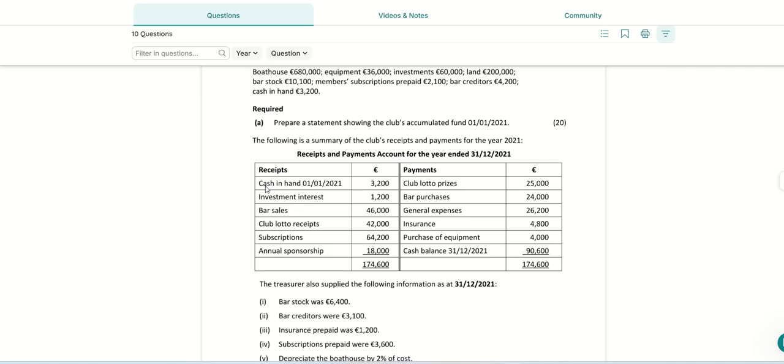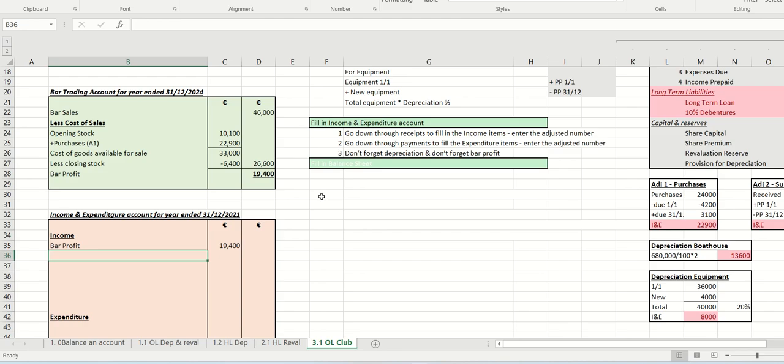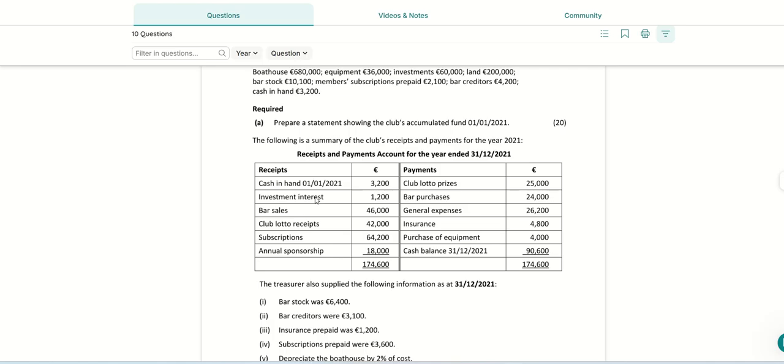Okay, so cash is an asset. It doesn't go into income and expenditure. Closing stock, debtors, bank and cash, it's a current asset. We will not be putting that into income and expenditure. Investment interest, that is income, and income goes into income and expenditure. So we're popping that in. 1200. No adjustment, putting the number in straight from here. Bar sales, we've put in our bar profit, so we don't need to put that in.